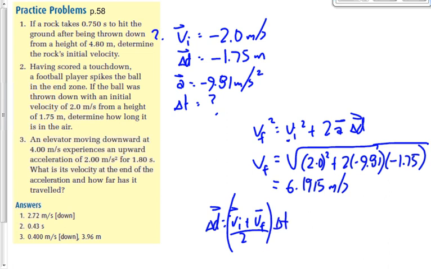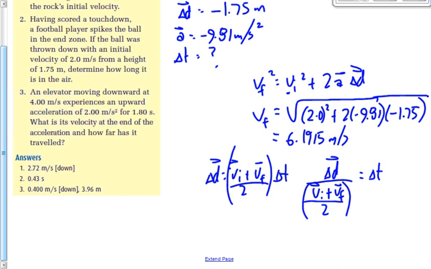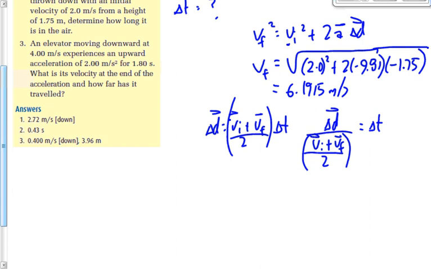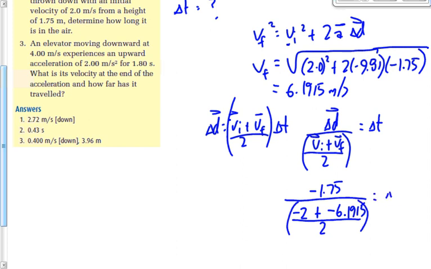Rearrange that. Vi plus Vf over 2 is multiplied by t, so let's divide by that. d over Vi plus Vf over 2 equals t. Okay, so let's sub in some numbers here. d was negative 1.75. Vi was negative 2. Vf was negative 6.1915. Remember when we found this up here, it was the speed. We want the velocity in this. Negative 6.1915 divided by 2. That equals t.